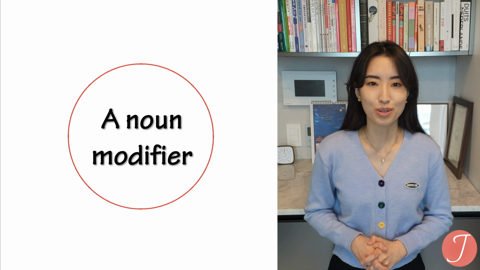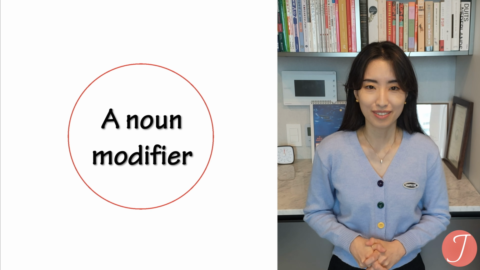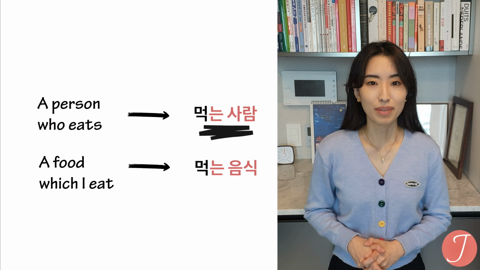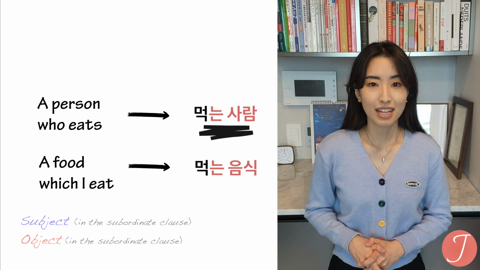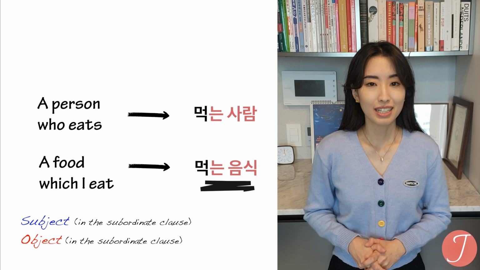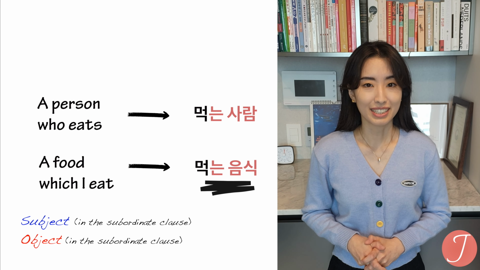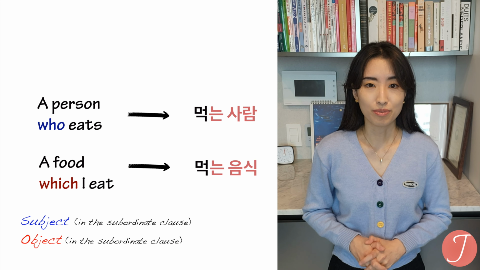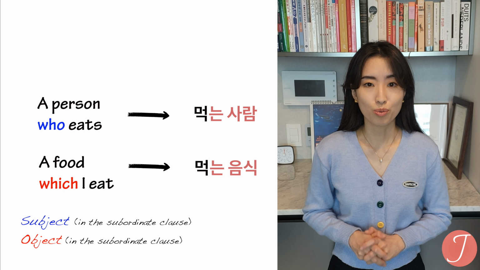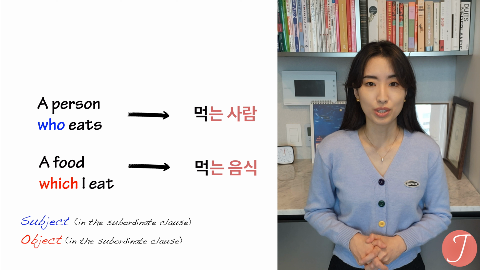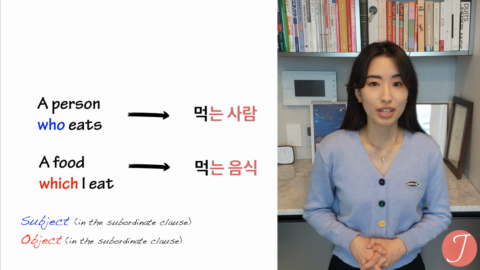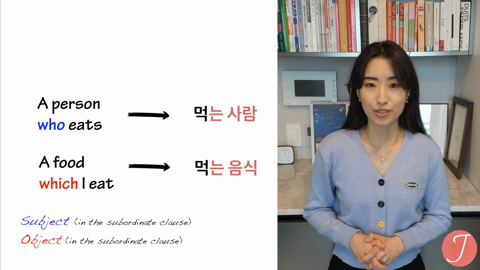This is the part where a lot of students get confused. This is because in 먹는 사람, the word 사람 has a role of the subject. However, in 먹는 음식, 음식 is a role of the object. In English, you can differentiate using who or which, but in Korean, since we don't get any hints like those, we have to see the context and figure it out carefully.